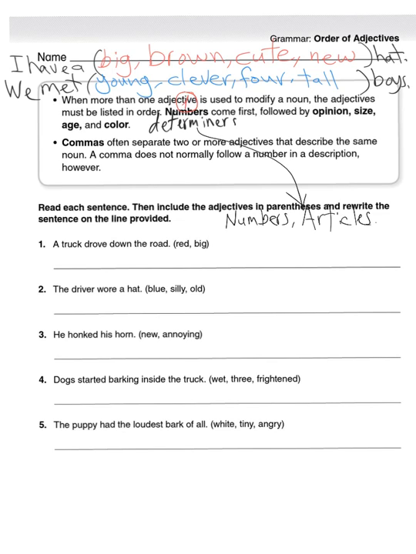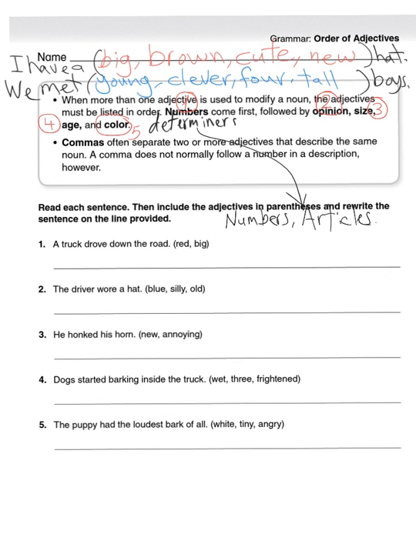Then I will write number two, the adjective that tells my opinion about the noun. Then in number three, I will write the adjective that describes the size. Then in number four, I will write the adjective that tells the age of the noun I'm talking about. Then at the end, I will write the adjective that tells the color.